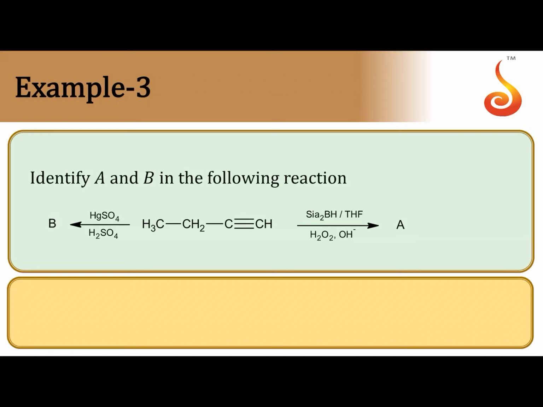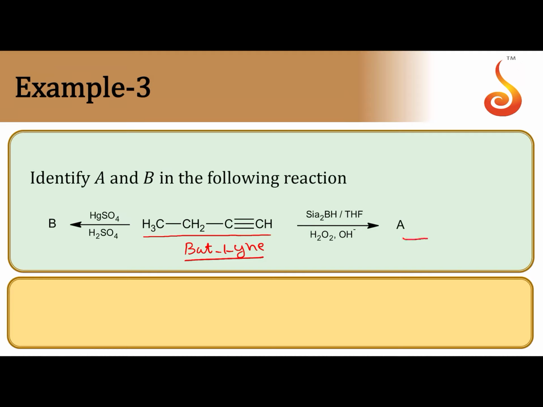Identify A and B in the following reaction. Here the alkyne given is 1-butyne, but-1-yne. Addition of water takes place indirectly.